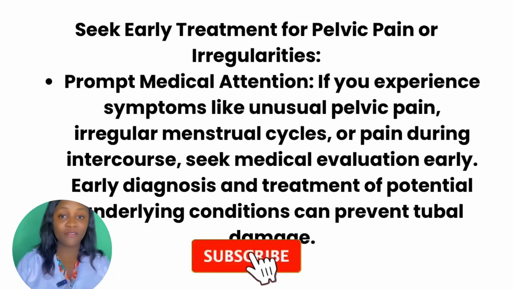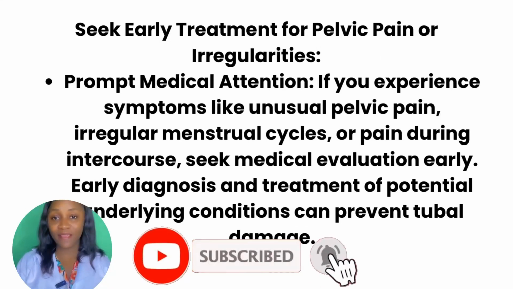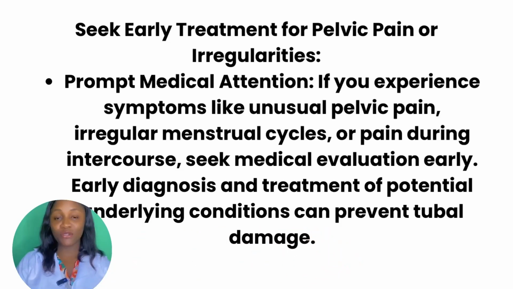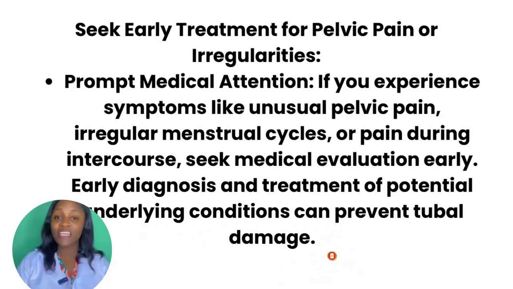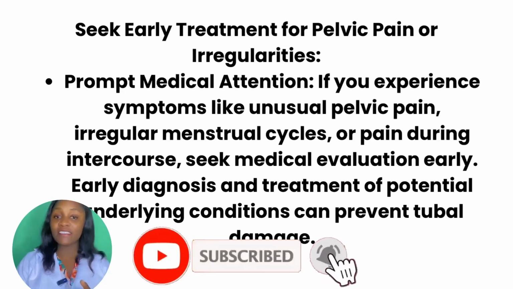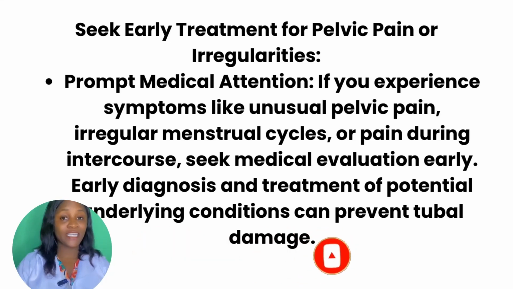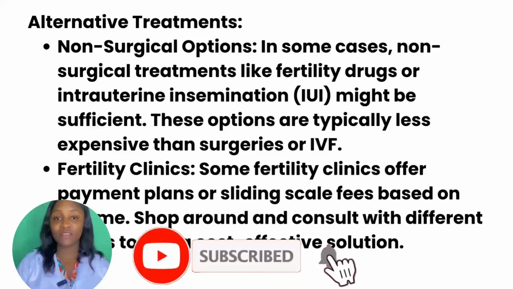Seek early treatment for pelvic pain or irregularities. If you're experiencing symptoms like unusual pain, irregular menstrual cycle, or pain during intercourse, seek medical evaluation early. Early diagnosis and treatment of potential underlying conditions can prevent tubal blockages. So, if you experience any of those symptoms, don't hesitate to consult your doctor.